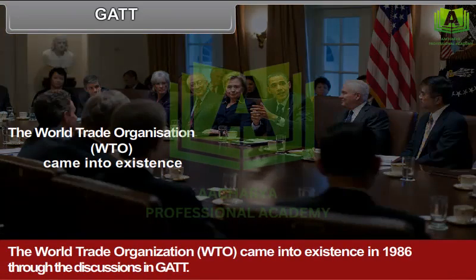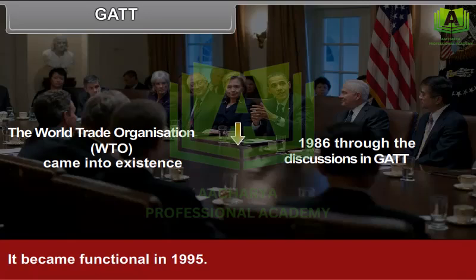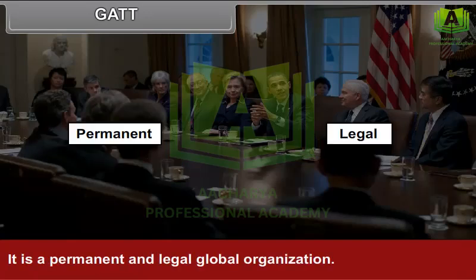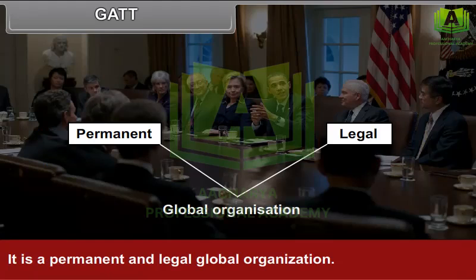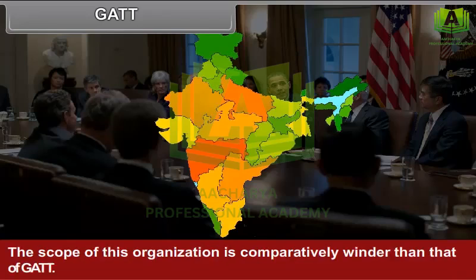The World Trade Organization, WTO, came into existence in 1986 through the discussion in GATT. It became functional in 1995. It is a permanent and legal global organization. India is a founder member of this organization. The scope of this organization is comparatively wider than that of GATT.